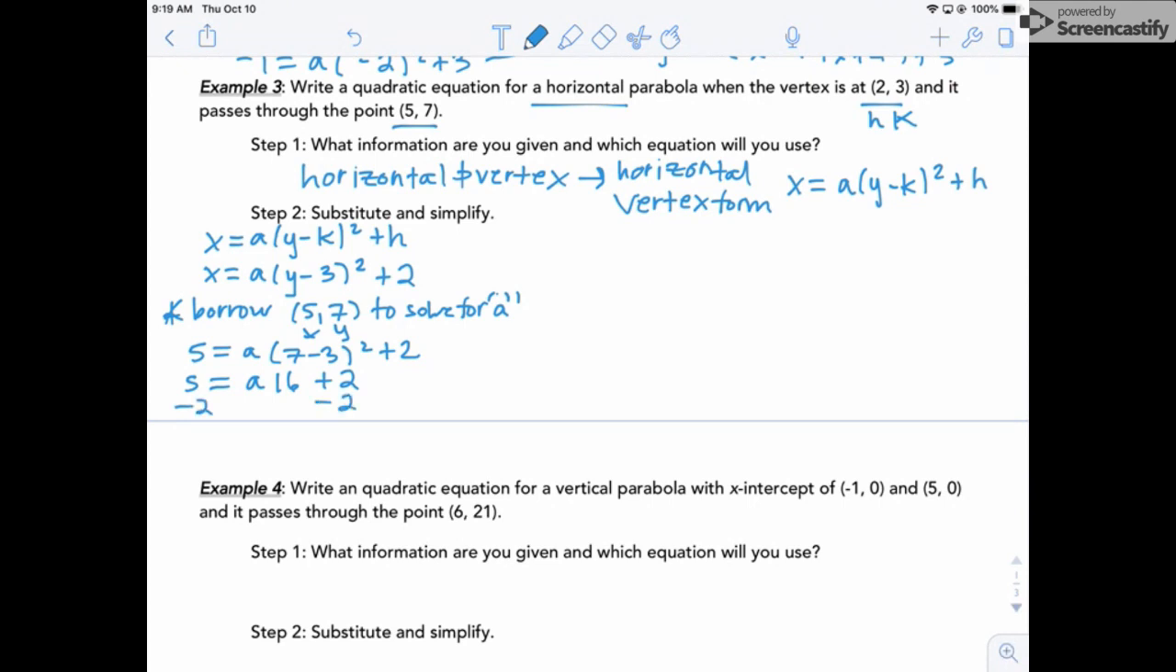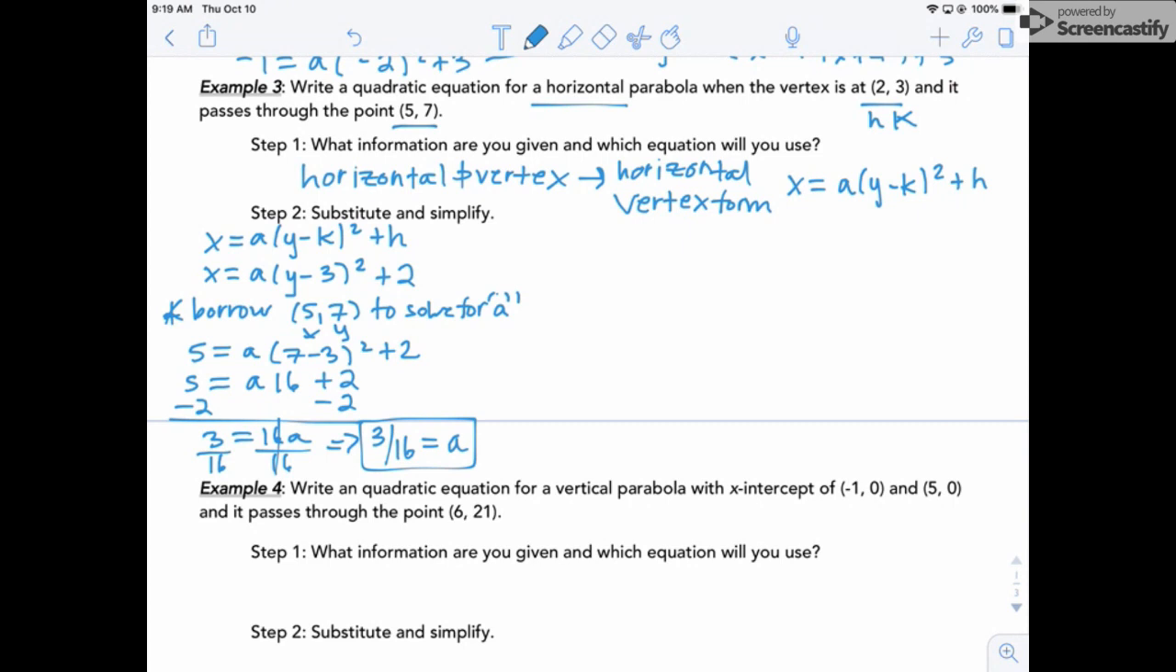Subtract 2 on both sides, so we get 3 equals 16a. The last thing we need to do is divide by 16 on both sides. This isn't going to be a pretty number, so we can just leave it as a fraction, and we get 3 over 16 is our a value for this one.